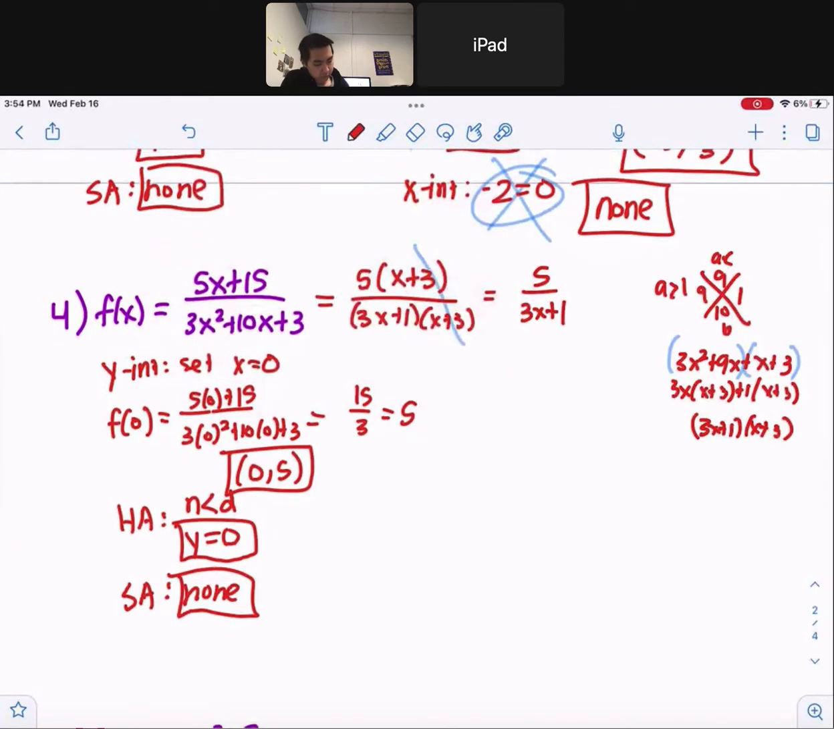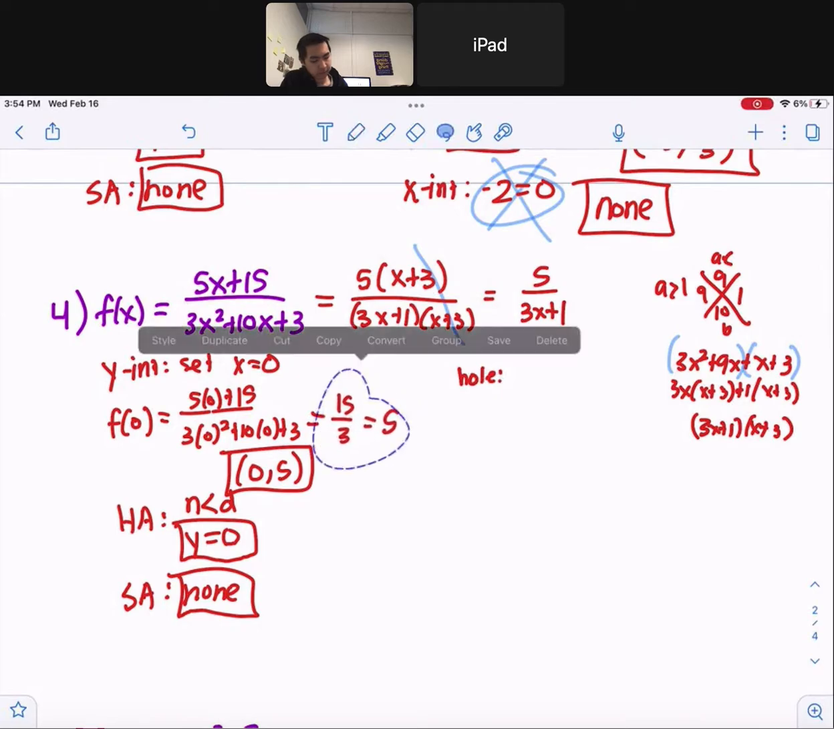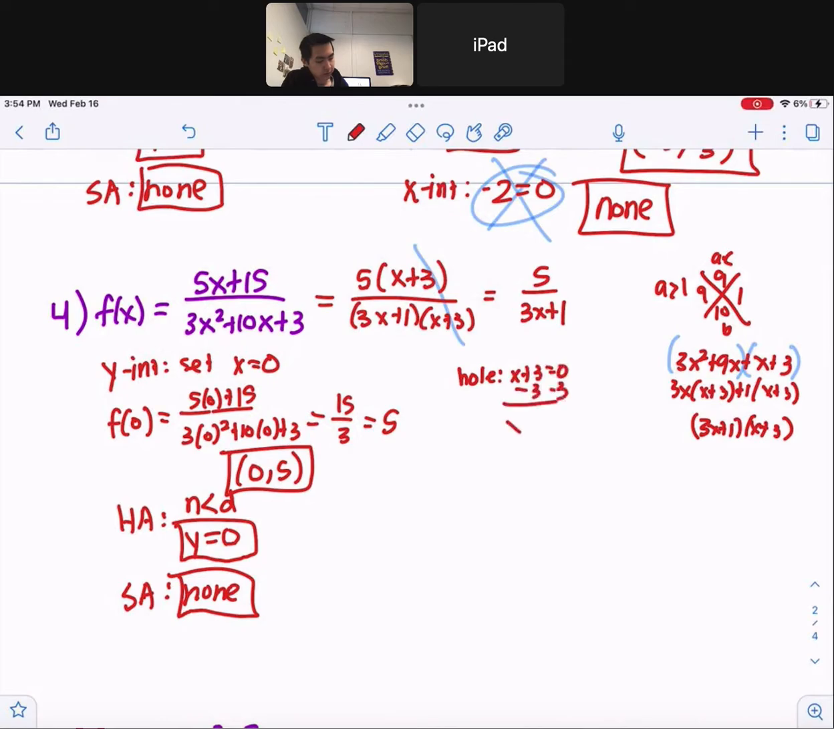Okay, so let's find our hole. So our hole, you guys, is set what we canceled equal to 0. So x plus 3, set that equal to 0. Subtract 3 from both sides, x equals -3. Now plug this into the reduced equation to get the y value of the hole. So plug in -3 into x. So we get 5 over -9 plus 1, which is -5 over 8. So as a coordinate, we have -3, -5/8.